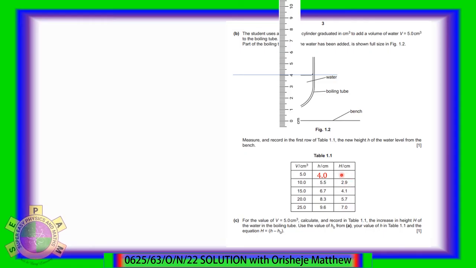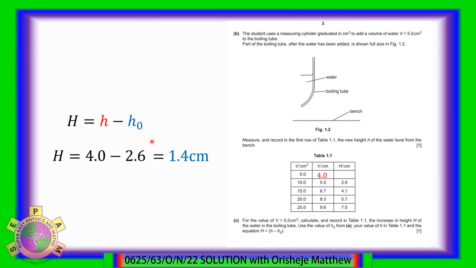Then for you to measure H, what is the increase in the height? You know there was an original initial height. So to get the increase in height, it will be this new height, take away the original height that was there, that is the H naught. So if you do that, 4 cm take away the 2.6 initial height will give you this value here. So the capital H, increase in height, is 1.4 cm.